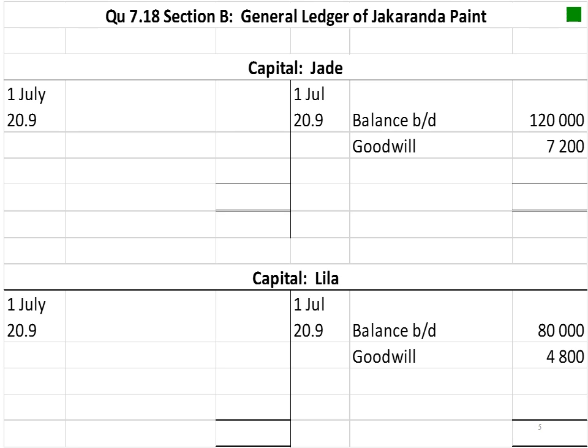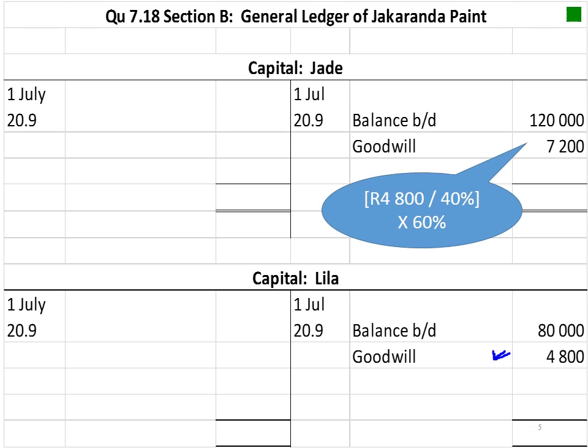So the next entry we put into the capital account is the entry for goodwill. So we know that Lila's portion of the goodwill is 4,800 Rand, but remember that will only represent 40% of the total goodwill amount. So for Jade's portion of the goodwill, we take the 4,800 and we divide it by 40%. What you can do, just to make it easier, is divide it by 0.4. And then once you've got that number, you multiply it by 0.6, and that will give you the goodwill that relates to Jade.